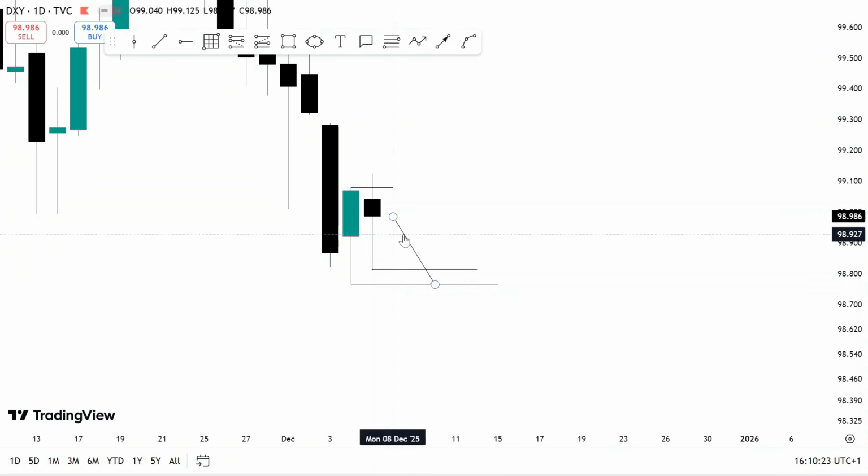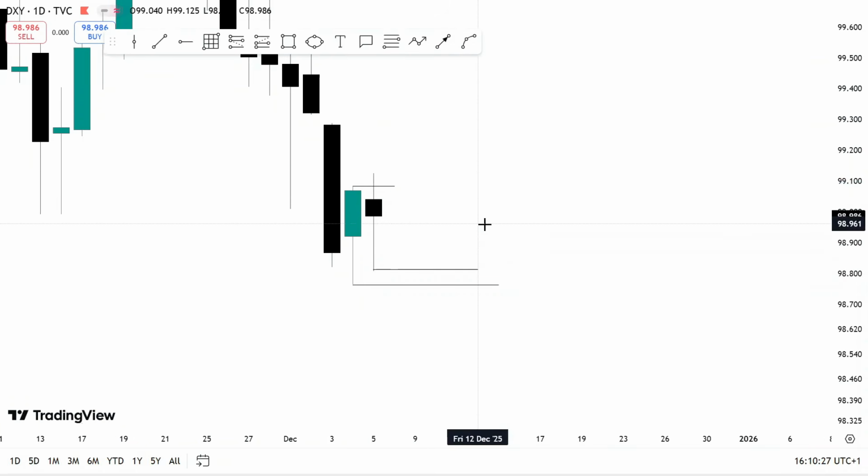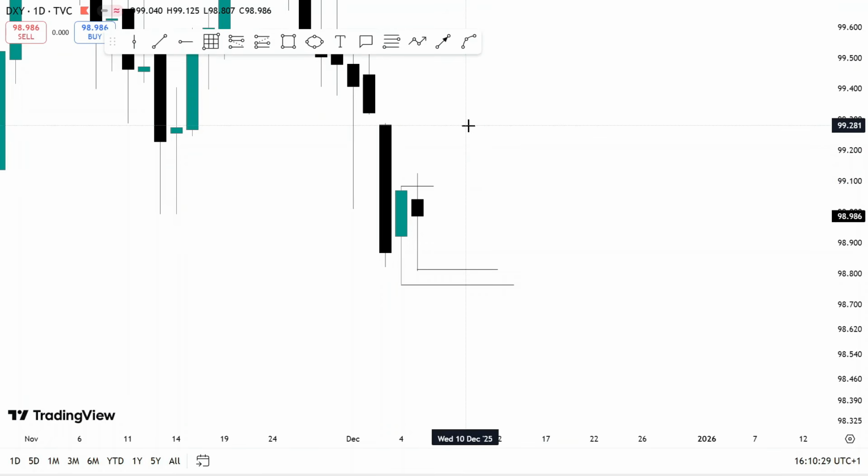And when price gets to these levels, then we can begin to look for signs of whether price wants to go up or continue pushing down. But right now, I am bearish on DXY for this week until price takes out these lows.